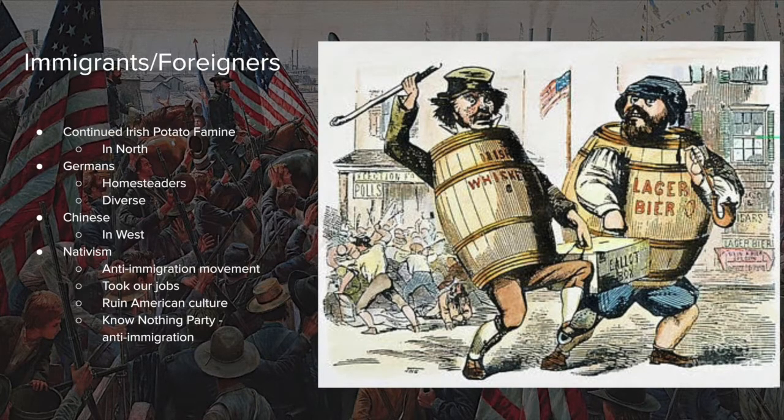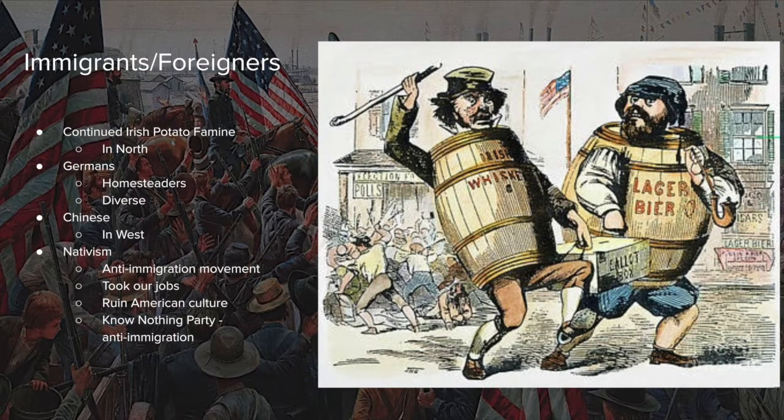These guys are not going to go into the north. They're going to be heading out west to be homesteaders, okay? So they go mostly out west. They're also very diverse, so we have Jews, Catholics, Protestants, all different types of religions and ethnicities coming in from what will eventually be Germany.